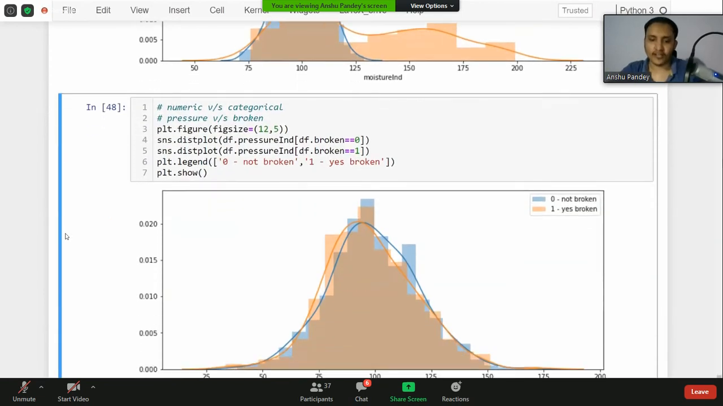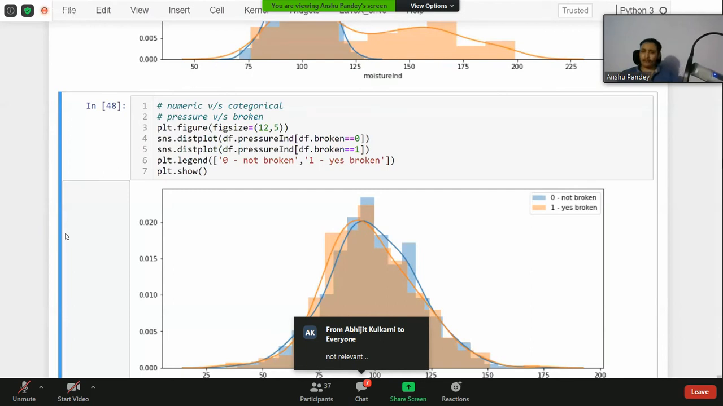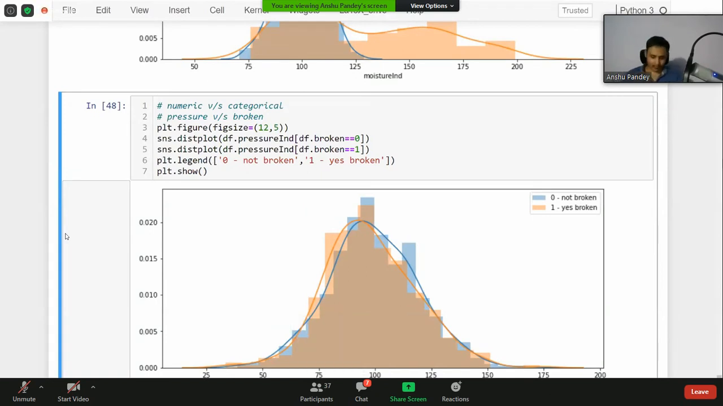So we've got the graph for pressure, and we can see that for pressure also, at almost every value of pressure, we have two distributions here as well, the red distribution and the blue distribution. The red distribution is almost overlapping the blue distribution. So we can say that at every value of pressure, the probability of machines getting damaged is almost equal to the probability of machines not getting damaged, right? So both the probabilities are almost equal to each other.